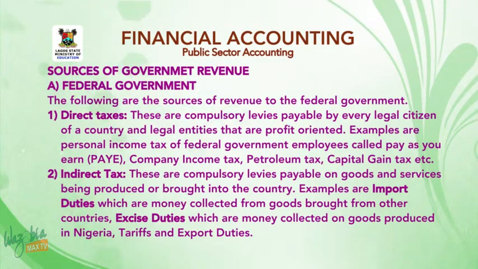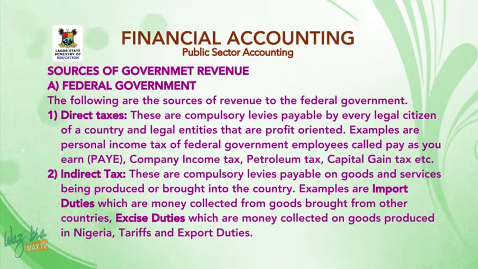1. Direct taxes. These are compulsory levies payable by every legal citizen of a country and legal entities that are profit-oriented. Examples are personal income tax of federal government employees, called pay-as-you-earn (PAYE), company income tax, petroleum tax, capital gain tax, etc.